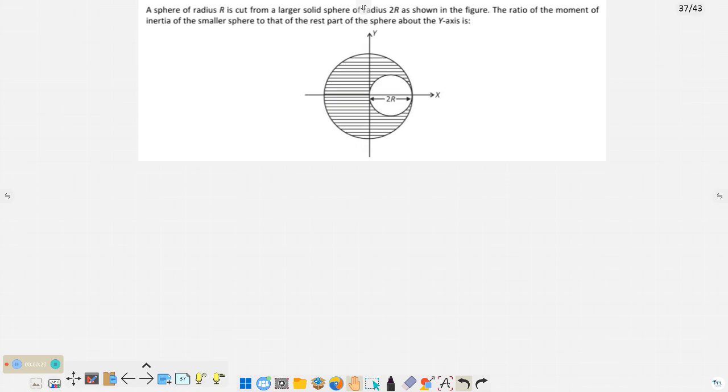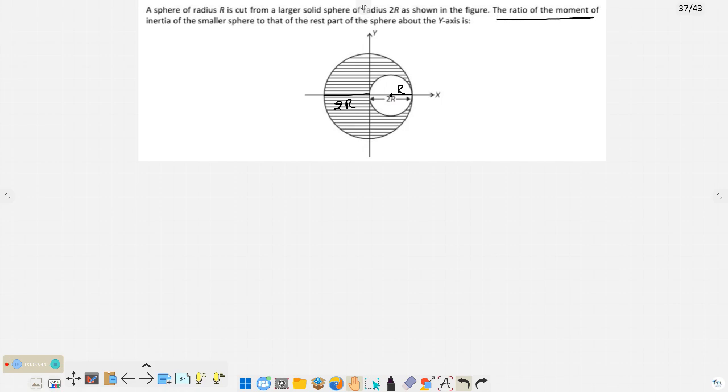A sphere of radius r is cut from the largest solid sphere of radius 2r. This is the sphere given, having radius 2r. From that we take a portion, a sphere of radius r, as shown in the figure. The shaded one, the unshaded one, we remove.